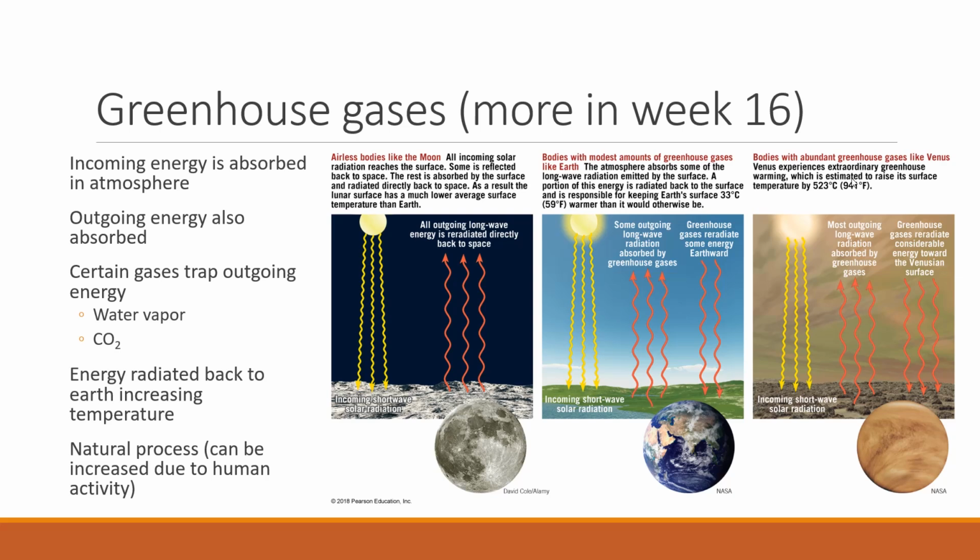It can be increased due to human activity. We don't really see this happening at all on the moon because the moon doesn't really have an atmosphere. If we look at a planet like Venus, we see extreme greenhouse gas effect because of its atmosphere. So almost all the energy gets reflected back, which is part of the reason why it has such a high temperature. So it's natural, but we are making it worse, and we'll talk more about that in week 16.